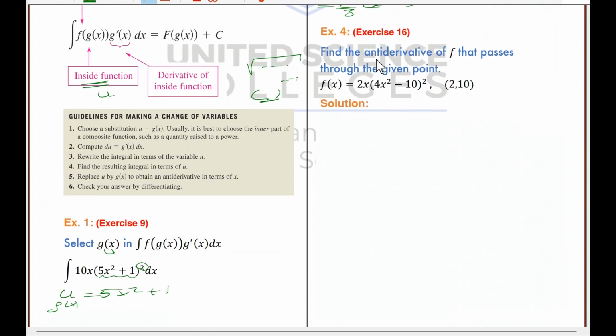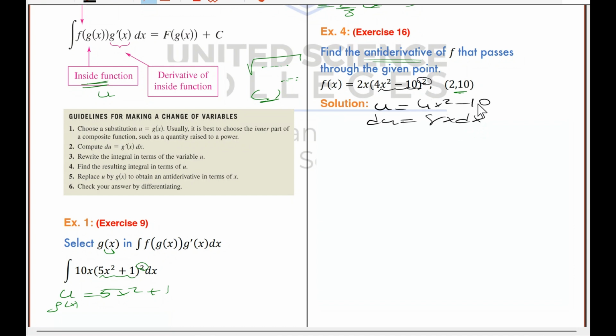Find the antiderivative. Like in the previous lesson, we are going to find the integral of this function first and substitute the given point to find a specific antiderivative. So let u be the inside function. The inside function is the one that's the base of the exponent, which is 4x squared minus 10. What is du? The derivative of this is 8x dx, right? So I am not writing dx under du anymore. Consider making a cross product, then dx comes here.